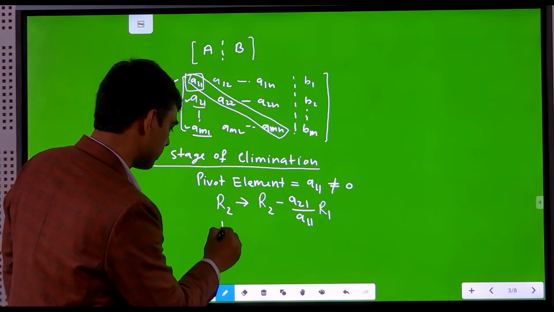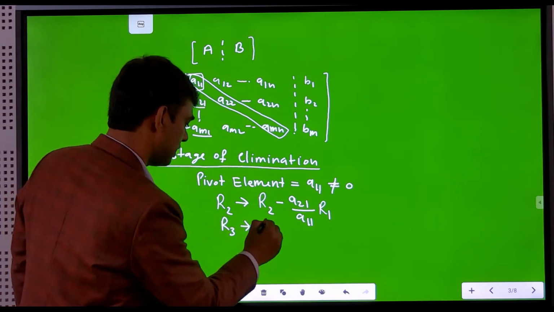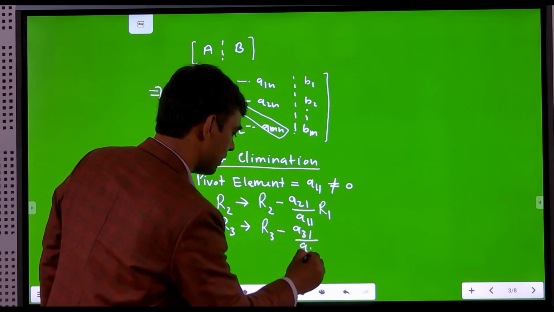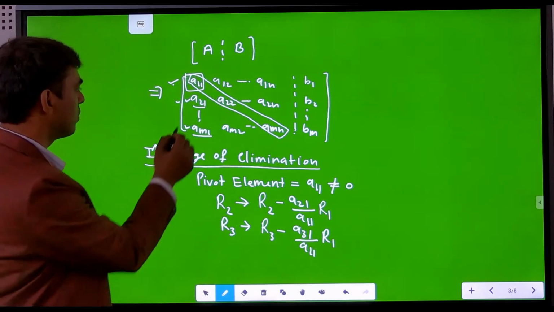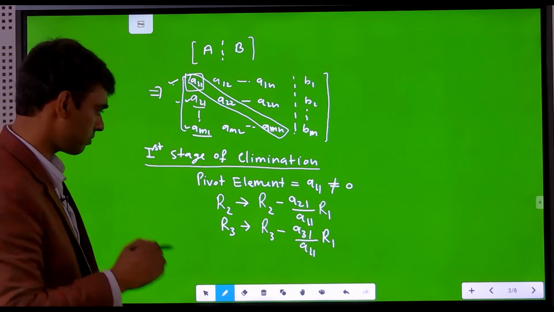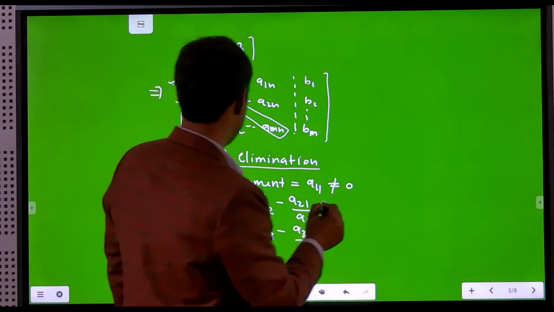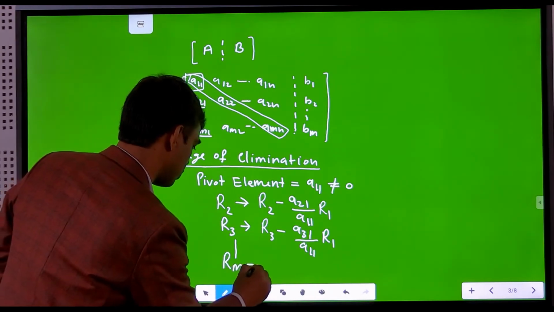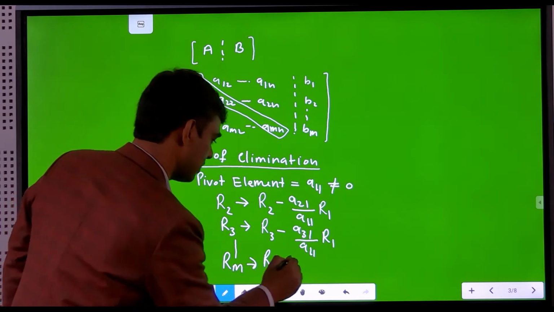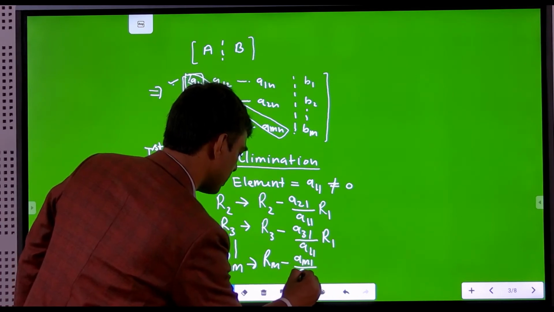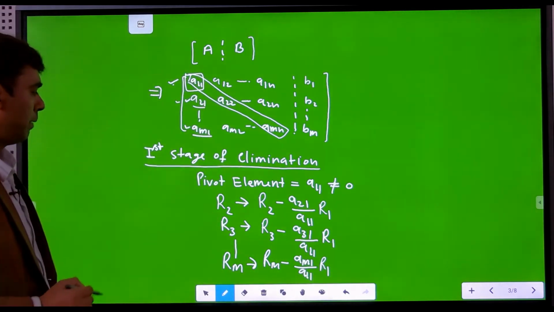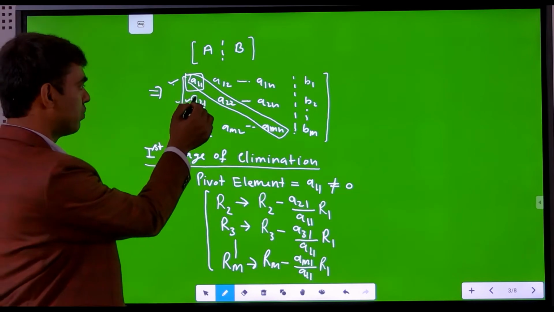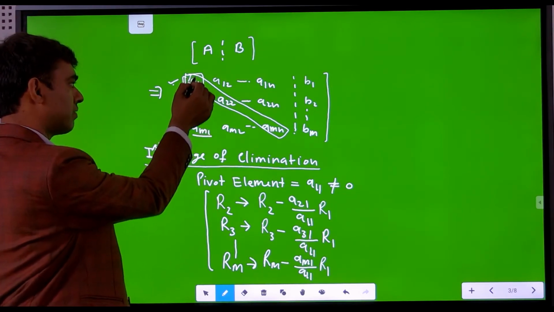Similarly, if we perform this operation, R3 tends to what? R3 minus A31 divided by A11 R1, then we are able to convert the third element of the first column equal to 0. Similarly, in continuation of this, in the mth row, we perform Rm tends to Rm minus AM1 upon A11 R1. If we perform these row operations in the first stage of elimination, then we are able to convert all the elements except the first element of the first column equal to 0.